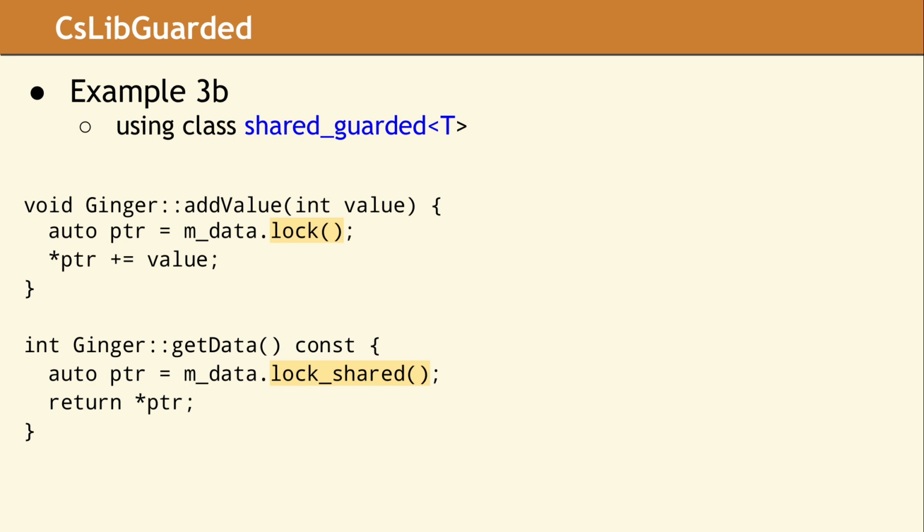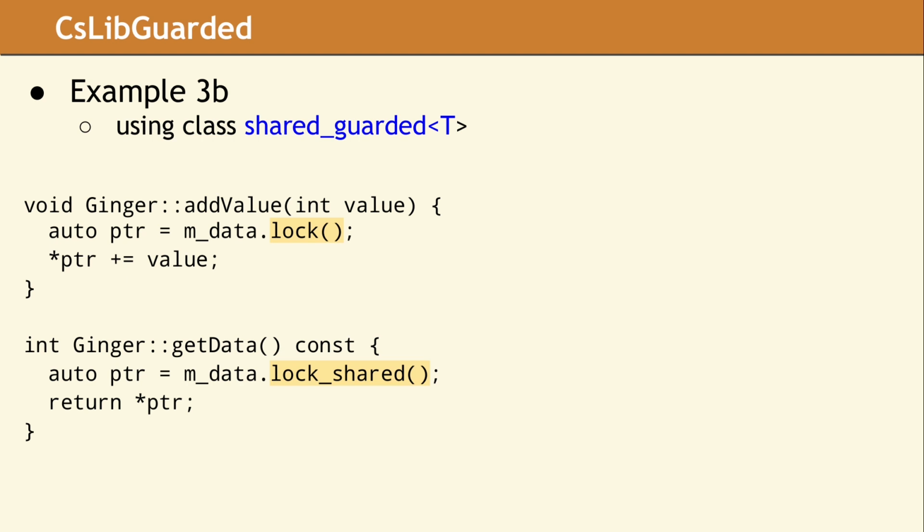The implementation for the add value method does not need to change when using the LRGuarded class. Our getData method is a reader and does not need exclusive access to the shared data. So why not take advantage of this and change the way we retrieve the pointer to the data? We use LockShared instead of lock.